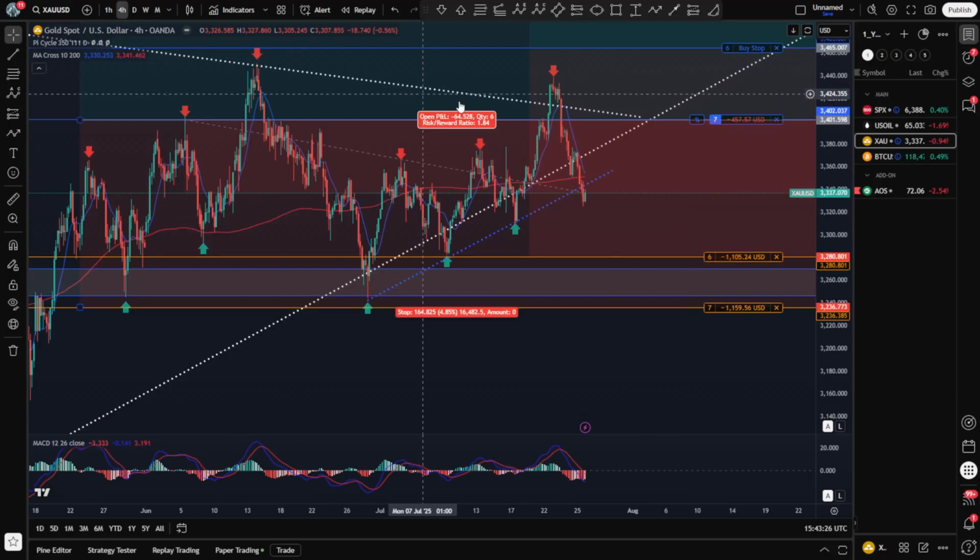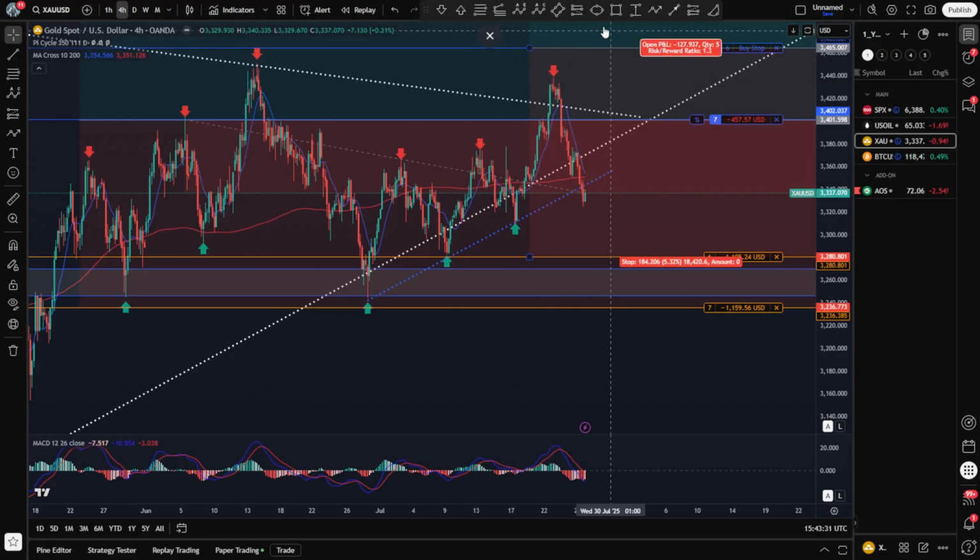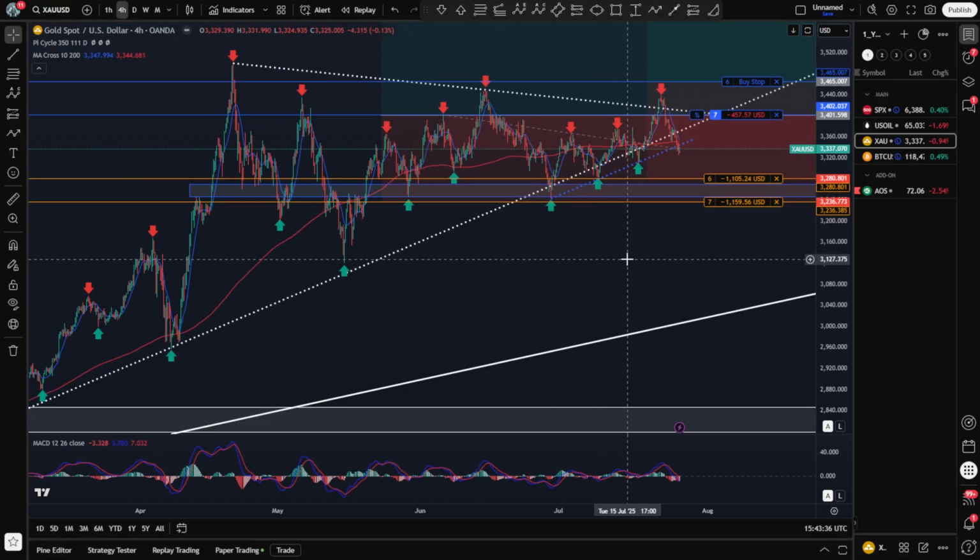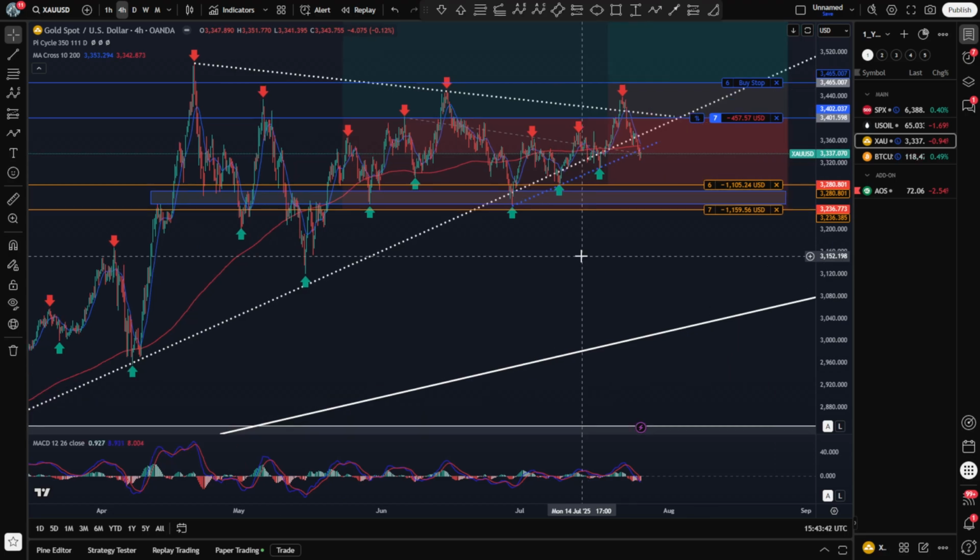Next buy order comfortably above this high and this high. So if we see prices in this area, that's probably not a fake out anymore. Yeah, that's my plan for gold at the moment. We will see what will happen.